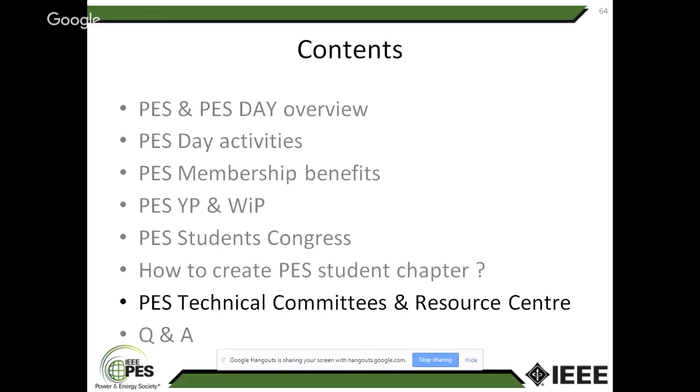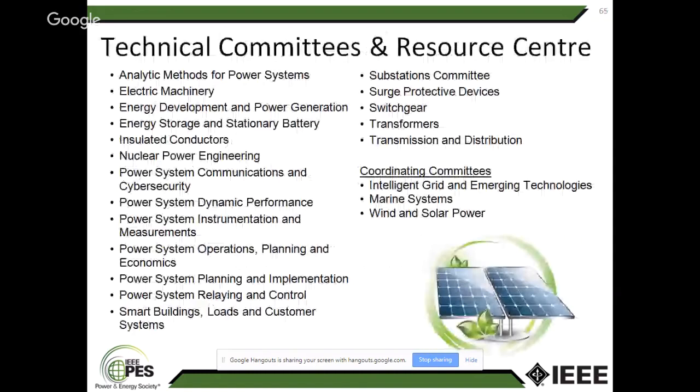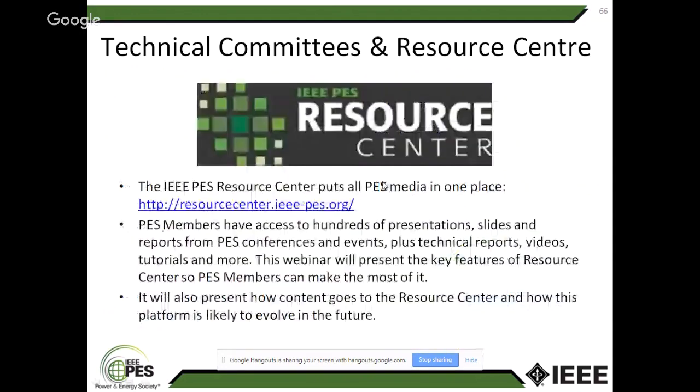And the last one is the technical committee for professional and young professional, and also the research center. You have, like I said, 18 technical committees that professional members and young professionals can work in, for example, in wind and power and many other committees. Also, you have the research center, like I said, where you can see and download technical reports, videos, tutorials, and many other research.